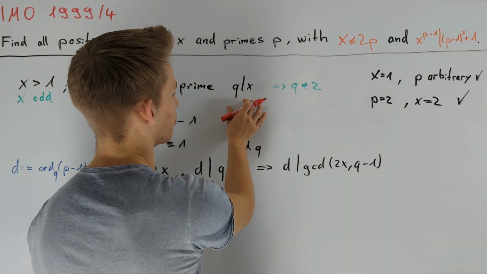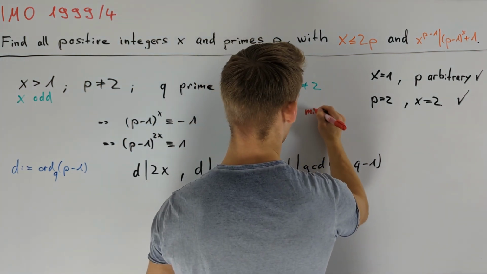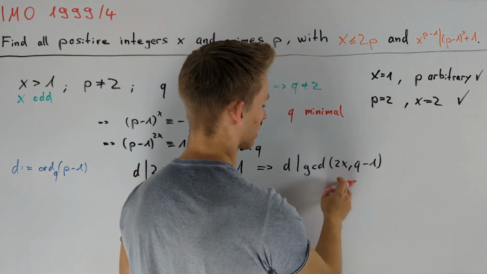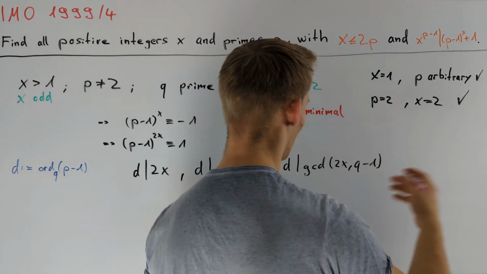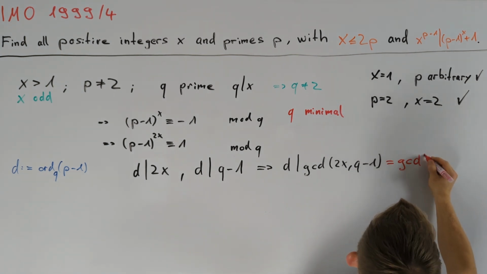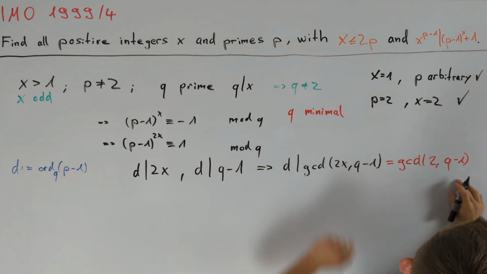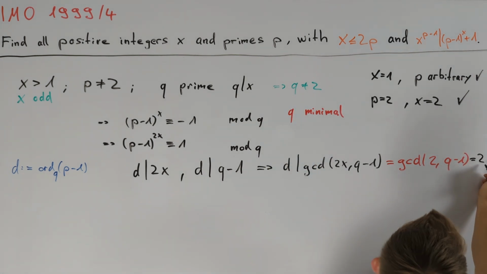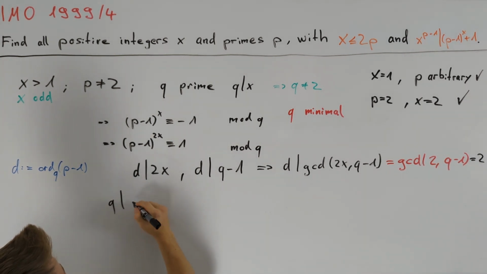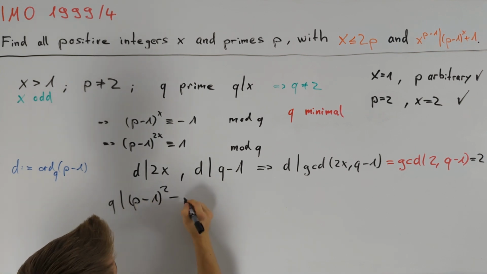Remember that q is a prime divisor of x. If we now choose q minimal, we conclude that every non-trivial divisor of x cannot divide q minus 1, and therefore this greatest common divisor is equal to the greatest common divisor of 2 and q minus 1. Since q is odd, we conclude that this is equal to 2, and therefore we have that q divides (p minus 1) to the power of 2, minus 1.